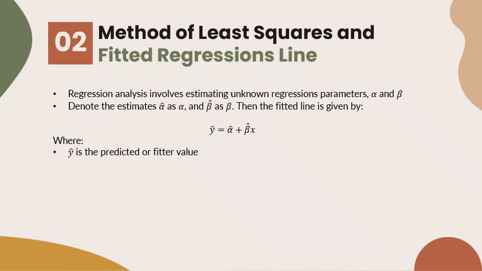Alpha hat and beta hat denote the estimates of alpha and beta. Then the fitted line is given by y hat equal to alpha hat plus beta hat x. So this is the regression model, where y hat is the predicted or fitted value, alpha is the y-intercept and beta is the gradient of the line.